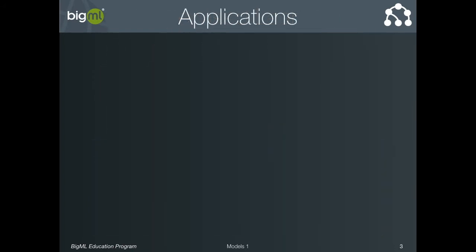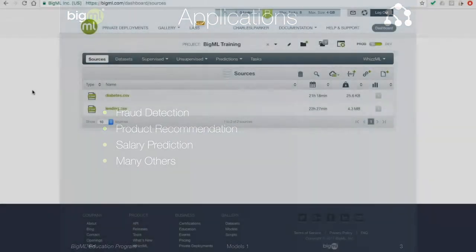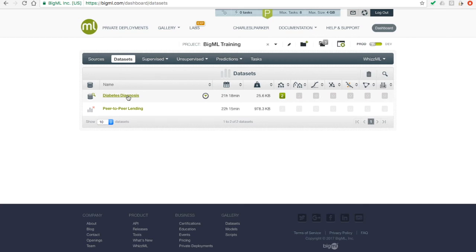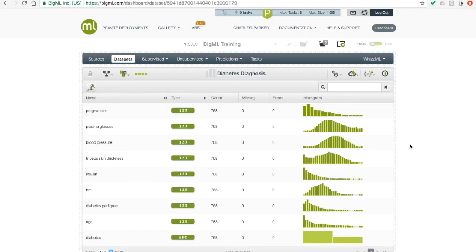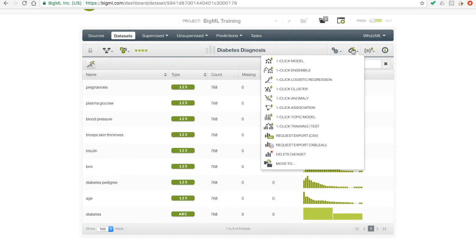You can use the same methods to predict if a credit card transaction is fraudulent, if a shopper will want a particular product, or the salary of a student after graduating college. For this tutorial, we'll be using a popular medical diagnosis dataset that predicts whether or not a person has diabetes based on certain physiological characteristics, such as their BMI, age, blood sugar level, and the number of times they've been pregnant. By default, BigML assumes that the last field in the dataset is the objective field. In the case of this dataset, that's correct, and so we can just use the cloud action icon to create a model in one click.